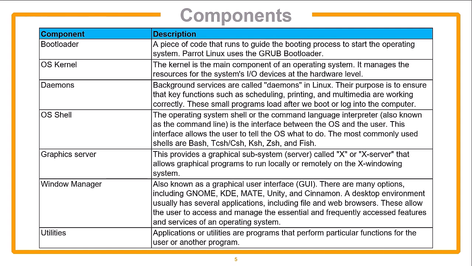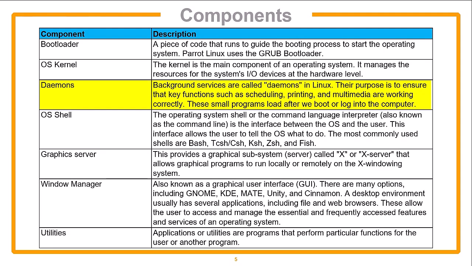Let's look under the hood at the core components of Linux. The bootloader is a piece of code that runs to guide the booting process to start the operating system. For example, Parrot Linux uses the grub bootloader. The OS kernel is the main component of an operating system. It manages the resources for the system's I/O devices at the hardware level.